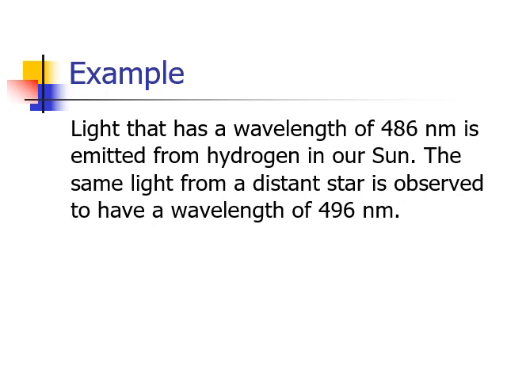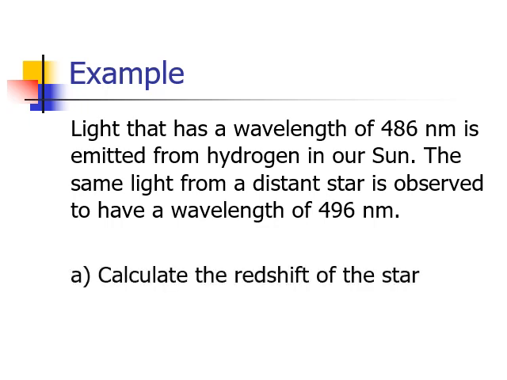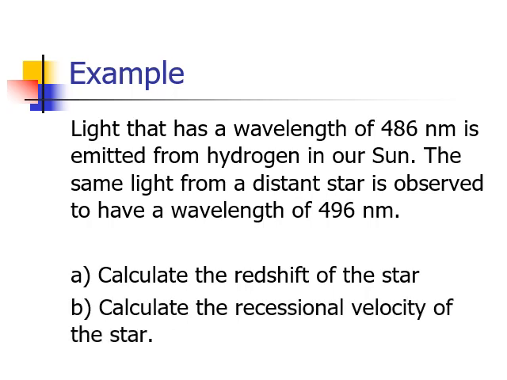So let's look at what this means in a bit more detail. We have light with a wavelength of 486 nanometers emitted from hydrogen in the sun, and we observe that same light in a distant star with a wavelength of 496 nanometers. So it's redshifted, the wavelength has increased, and we're asked to calculate the redshift of the star, and then work out the recessional velocity. So how fast is it moving away from us?